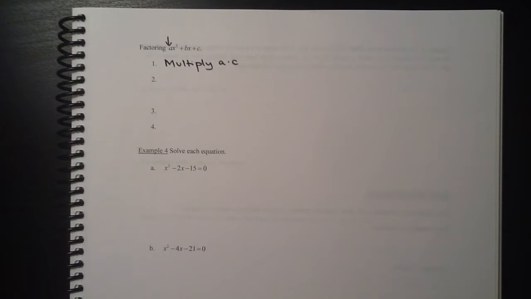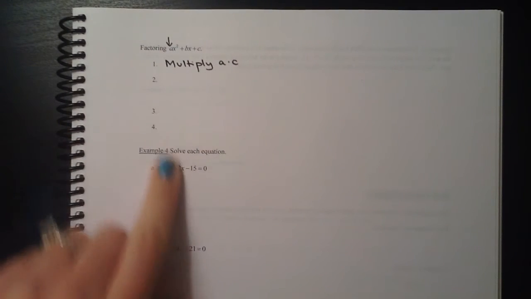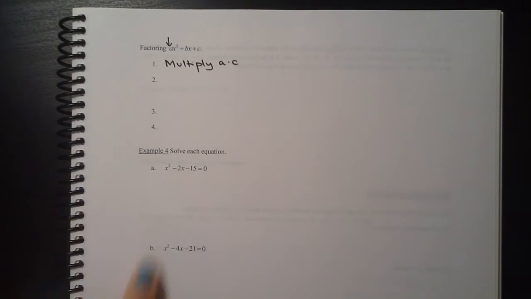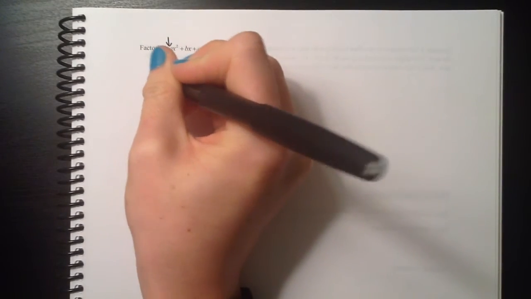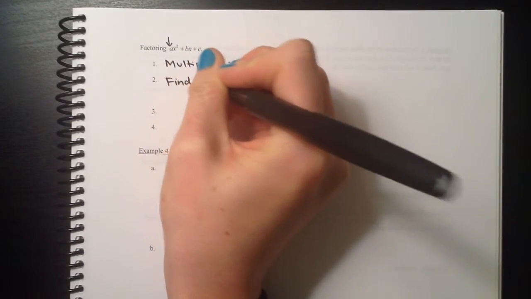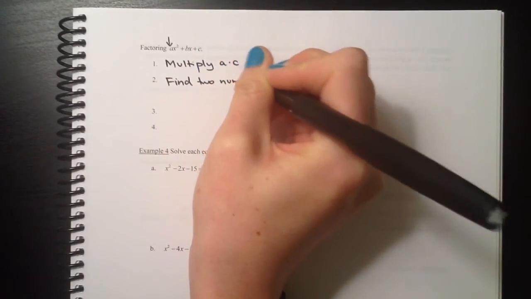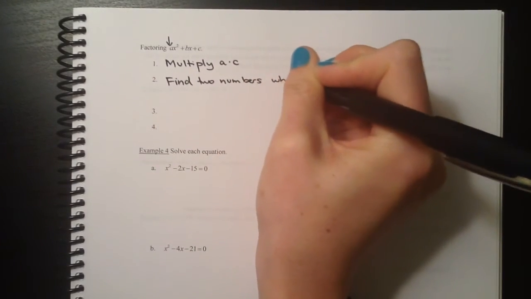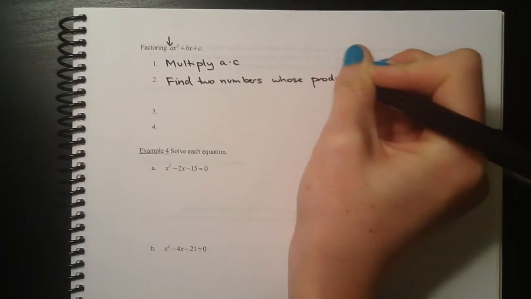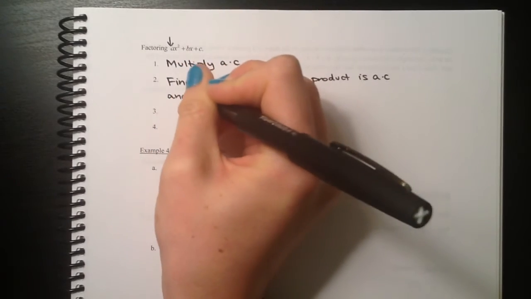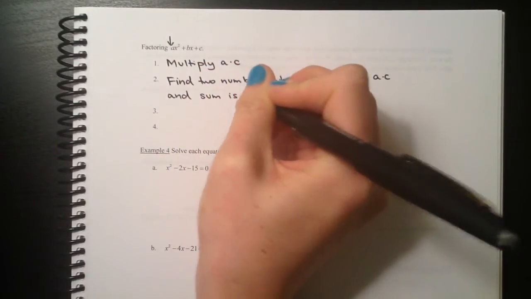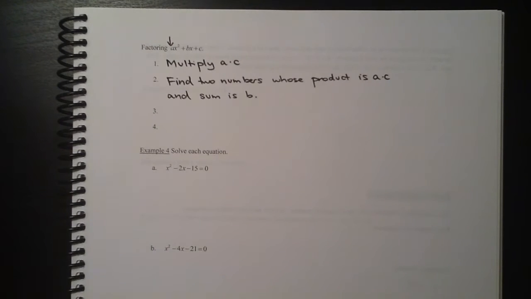So you multiply the outside terms together. And you only really have to do this if there's an A. We can do the way that I just did on this previous page if there is no A. Next, we do that whole sum and product thing that I was writing on the previous page. So we know we have to find two numbers whose product is A times C, whatever that turns out to be, and whose sum is B.